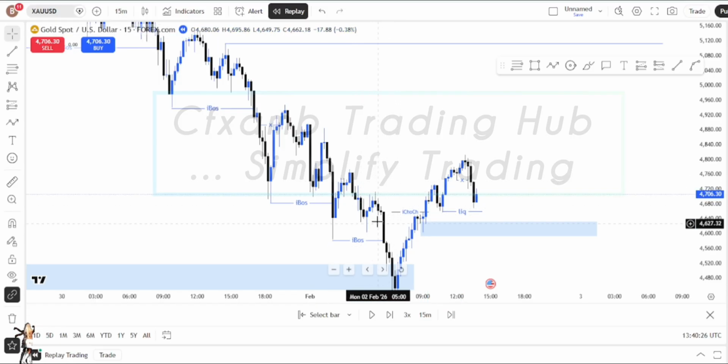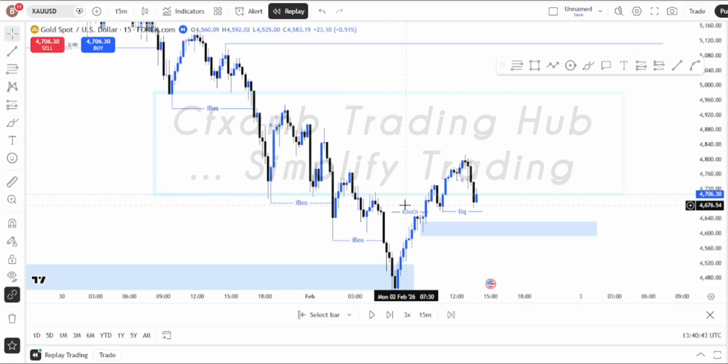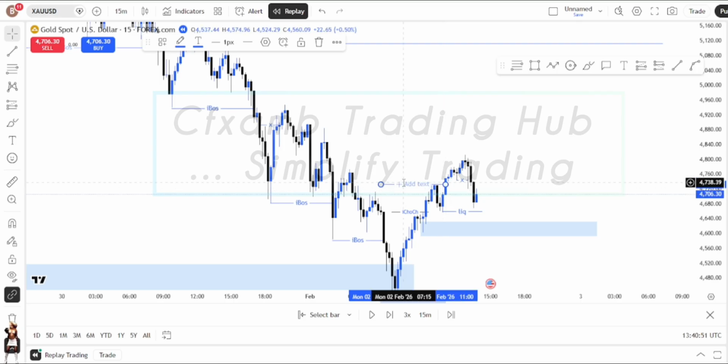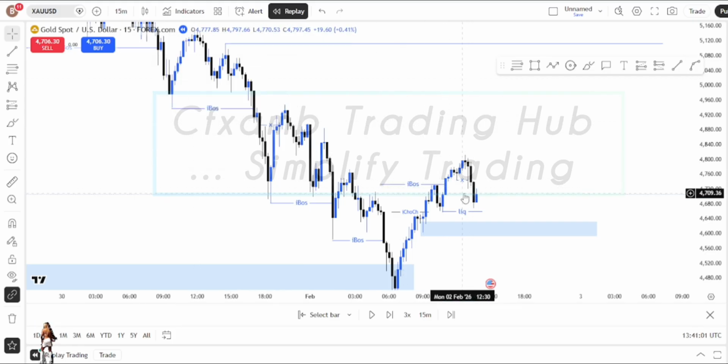All of these candles are inside bars. See, all of these candles here, they are inside bars, so they are all operating together, you can see. This is where we have a clear IDM sweep here, and a close above here also gives us internal change of character. A close above here gives us internal BOS.